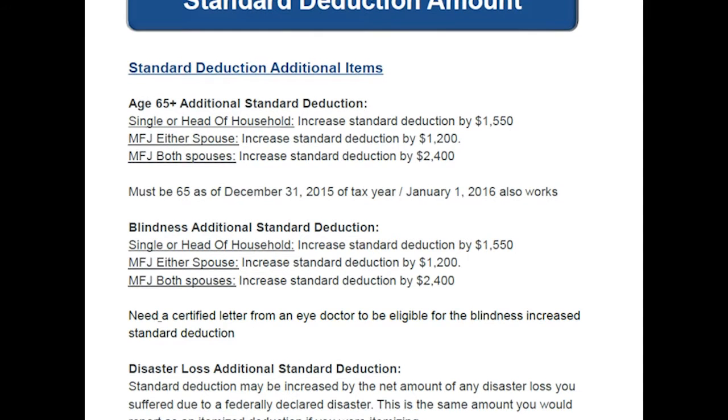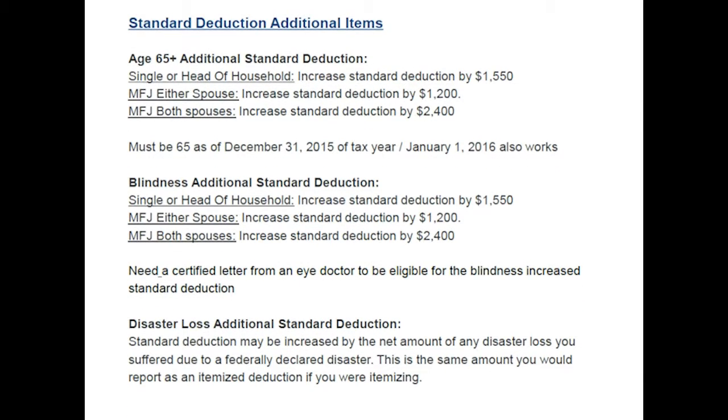Okay, blindness. Single or head of household, $1,550. Married filing jointly, exactly the same amounts, $1,200 or $2,400. So we've got 65 plus and blindness, $1,550 and $1,200. You need a certified letter from an eye doctor. And then finally, disaster loss. You can increase your standard deduction by a disaster loss due to a federally declared disaster. Hurricane Sandy, for example, something along those lines. Same amount you'd report as an itemized deduction.